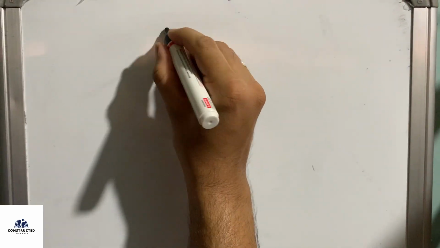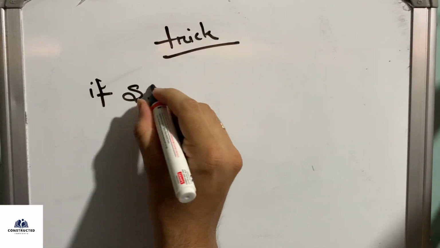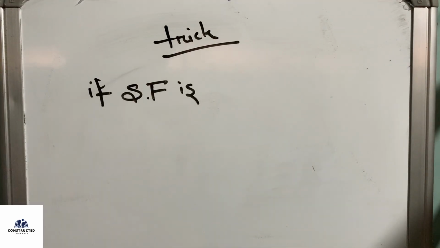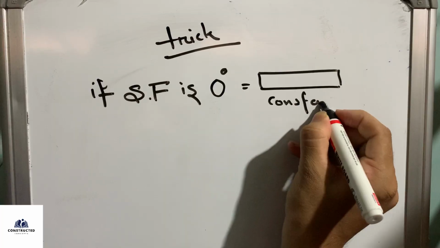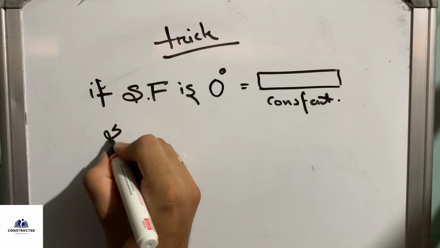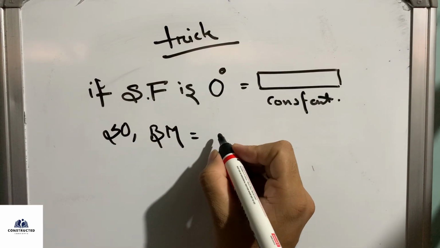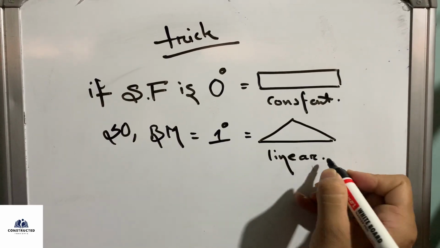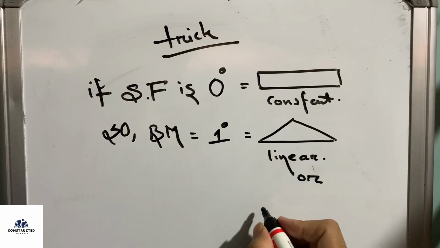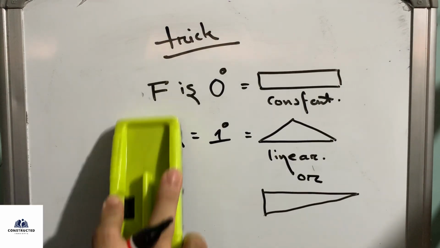So these were the drawings that I have shown you. Now the trick is, if the shear force is 0 degree, like it is constant, then the bending moment will be 1 degree, which means linear. Okay, let's finish this and go for bigger examples.